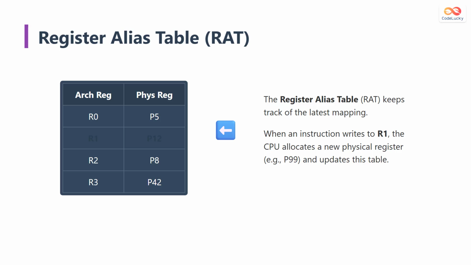The magic is managed by a structure called the Register Alias Table, or RAT. This table tracks the current mapping. In this example, the table shows that R1 is currently mapped to physical register P12. If a new instruction writes to R1, the CPU will allocate a new physical register, say P99, and update this table. Future instructions reading R1 will then be directed to P99.